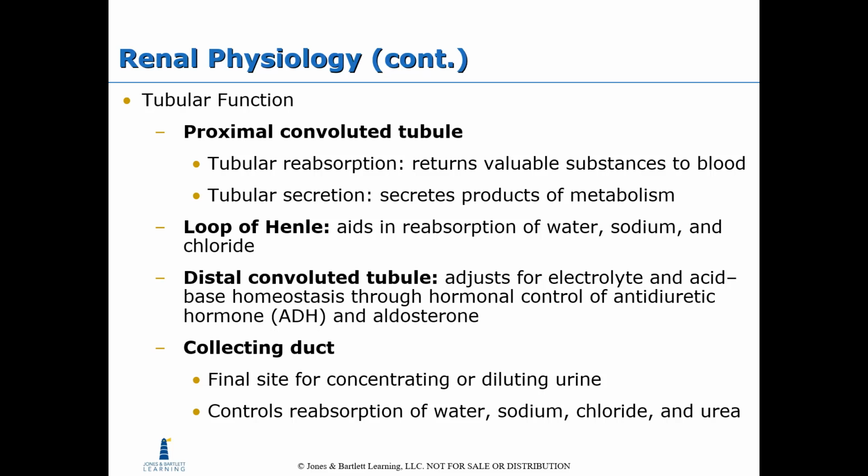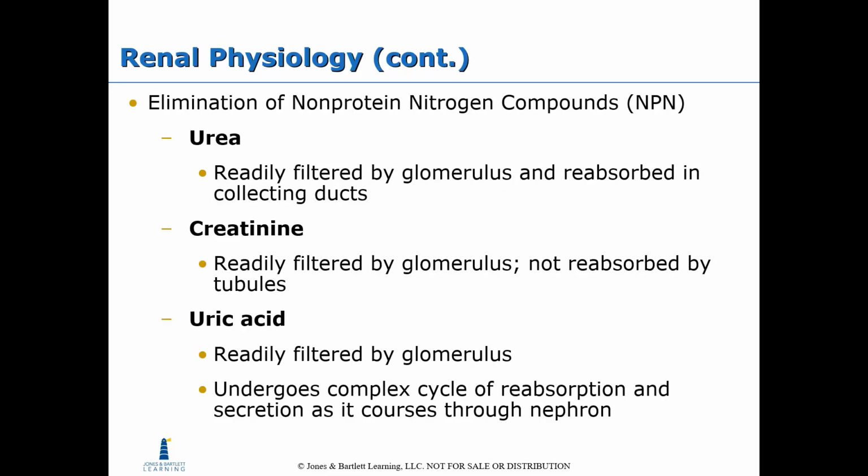The collecting duct is the final site for concentrating or diluting the urine. It controls the reabsorption of water, sodium chloride, and urea. Urea is readily filtered by the glomerulus and reabsorbed in the collecting duct. Creatinine is also readily filtered by the glomerulus, but it is not reabsorbed by the tubules. Uric acid is readily filtered by the glomerulus, but it undergoes a complex cycle of reabsorption and secretion as it goes through the nephron.